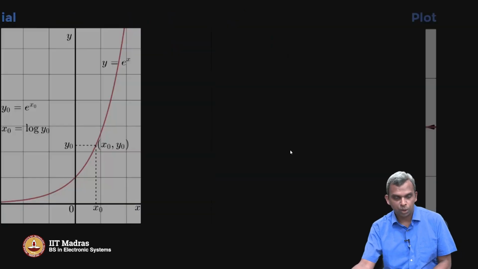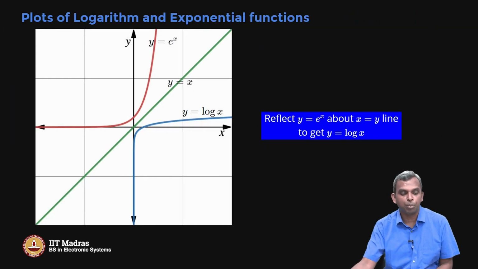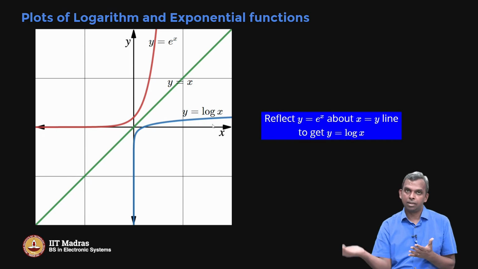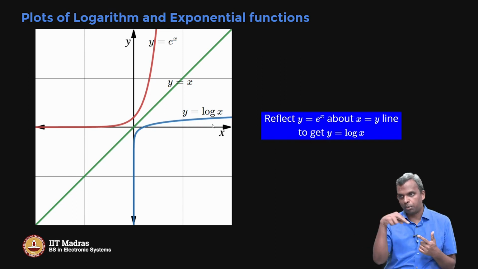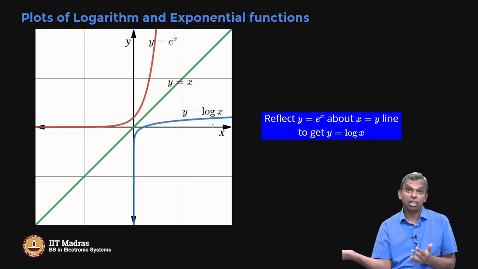Let me show that a little more precisely. If you plot logarithm and exponential functions, this is the way to do it. You have y equals e power x, that's this red curve here. You reflect it about the y equals x line and you get the y equals log x curve. This is one more way to find the inverse: you have one plot, you take the y equals x line, you flip around it, and you get the inverse.